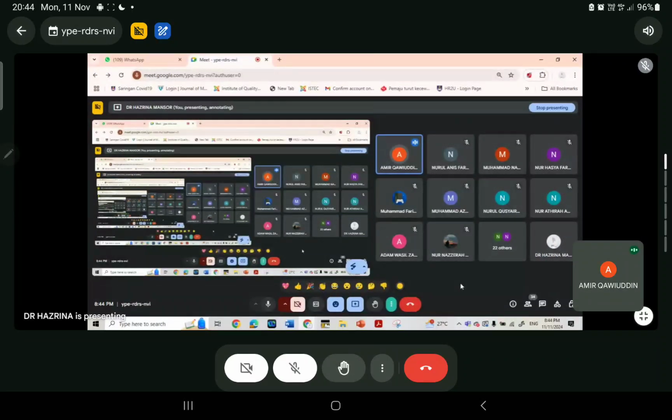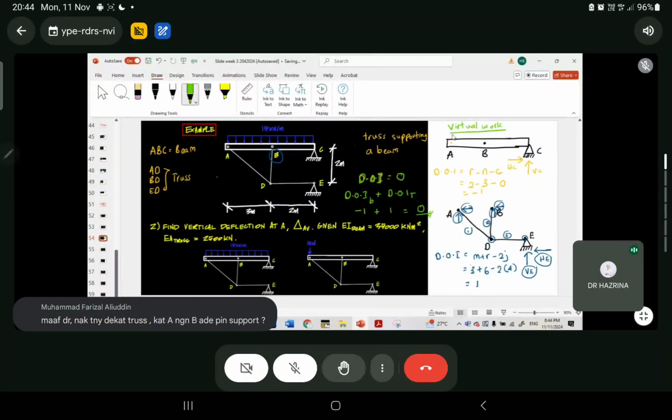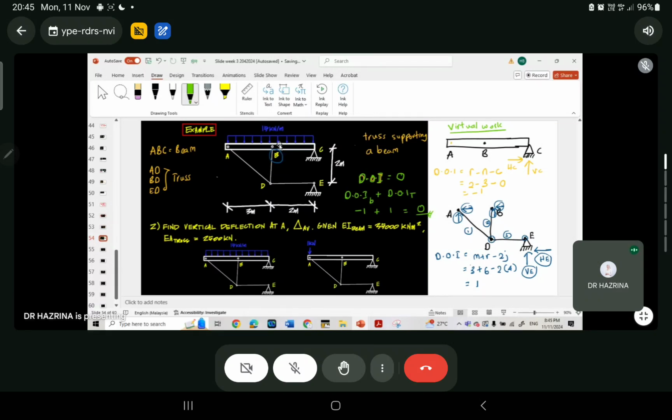Madam, dekat B dengan A tu dia ada reaction juga. Kenapa? Sebab dalam kes ni, truss adalah supporting the beam. So dekat beam, bila truss dia support beam, kalau you nampak simbol bulat ni, dia maksud dia pin. Maksudnya dekat sini ada pin. Kalau pin, you akan ada dua reaction. Okay, faham.